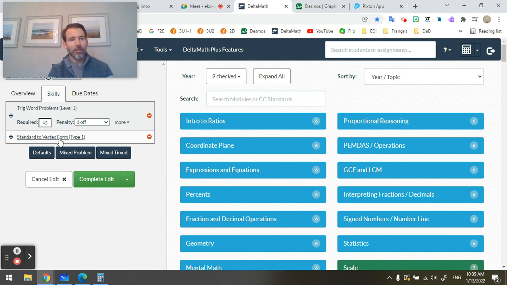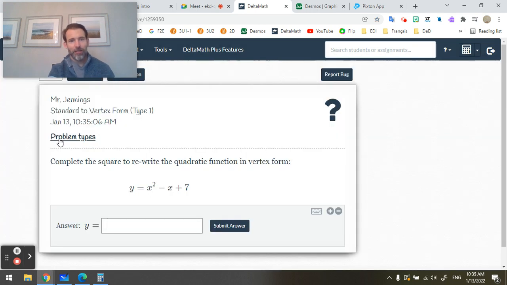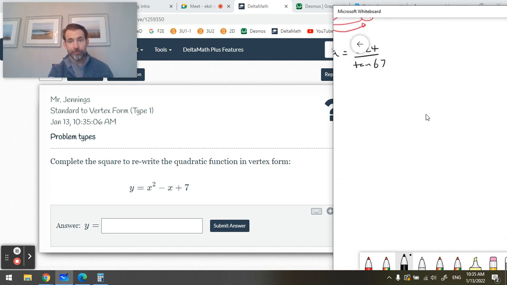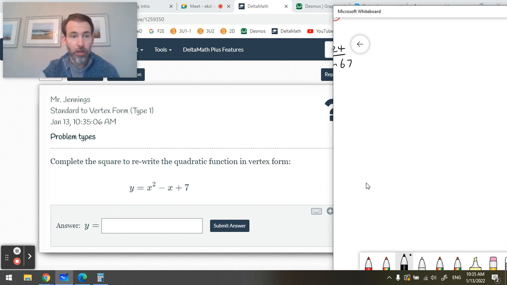Now, let's take a look at standard to vertex form. Okay, so these are more algebraically fun. All right, so here we go. We want to rewrite this quadratic function in vertex form. I'm going to show you there's a bunch of ways to do it. I'll show you a couple. Okay, the first is complete the square.